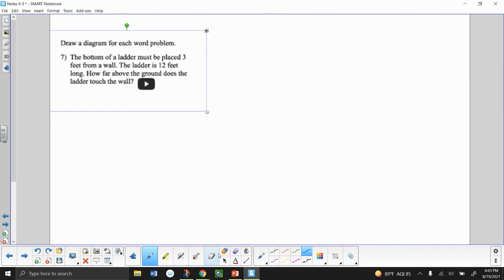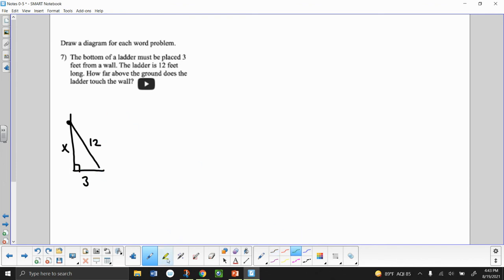All right, this one says draw a diagram. So it says the bottom of a ladder must be placed 3 feet from the wall. So here's my wall, and then here's my ladder. So it says the bottom must be 3 feet from the wall, and we know that our ladder is 12 feet tall, or 12 feet long. We want to know how high above the ground does the ladder touch the wall. So we're solving for this side. So here's my right angle.